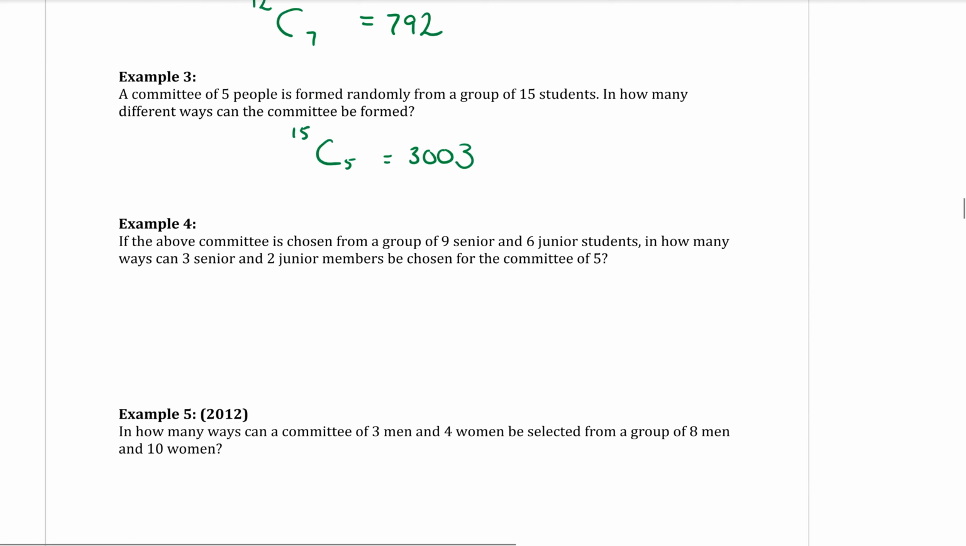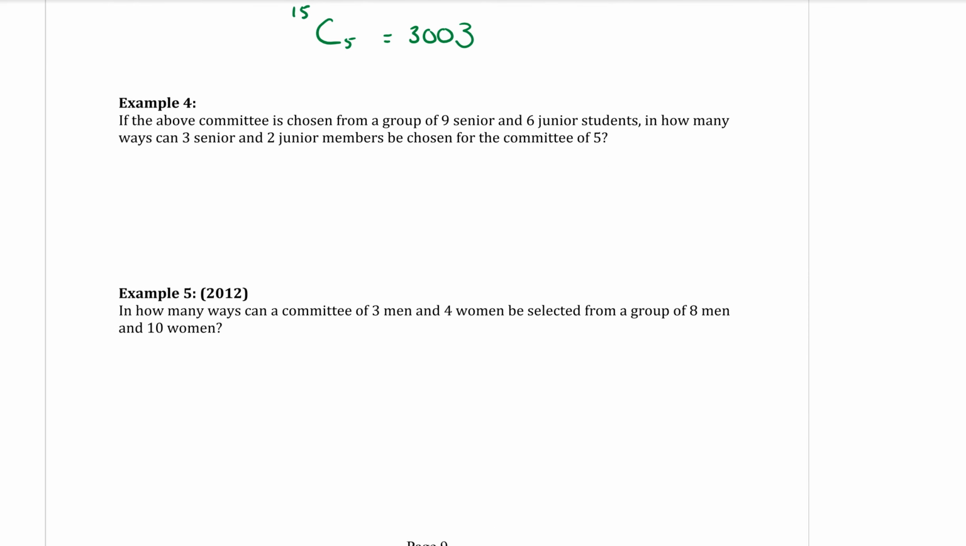Question 4. If the above committee is chosen from 9 seniors and 6 junior students, in how many ways can I pick 3 seniors and 2 junior members for the committee of 5? So I'm just splitting that up into 2 groups. From the 9 seniors, I need to pick 3, so that's going to be 9C3. Then from the 6 juniors, I need to pick 2 of them, so 6C2. Times together, there are 1,260 ways to form that committee.